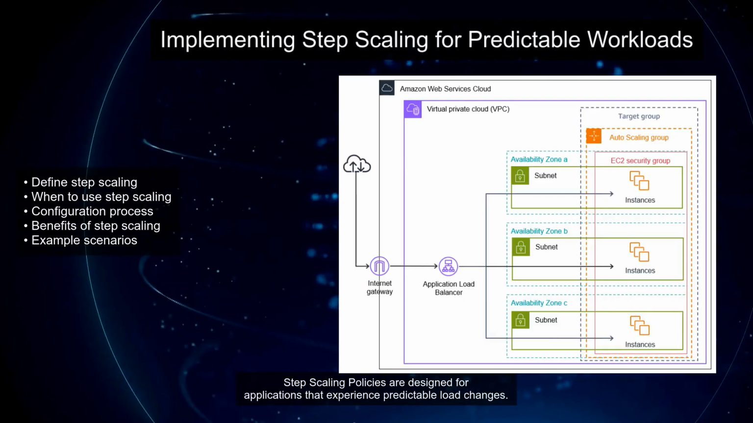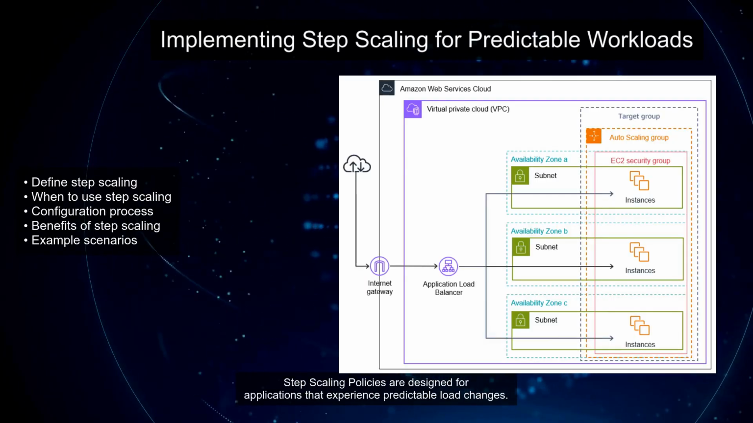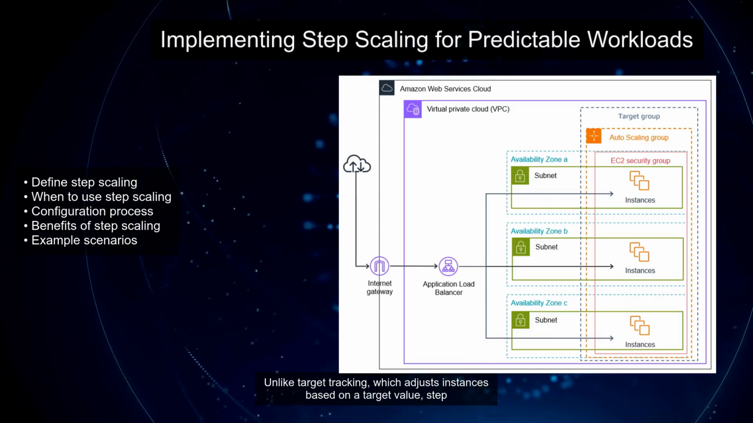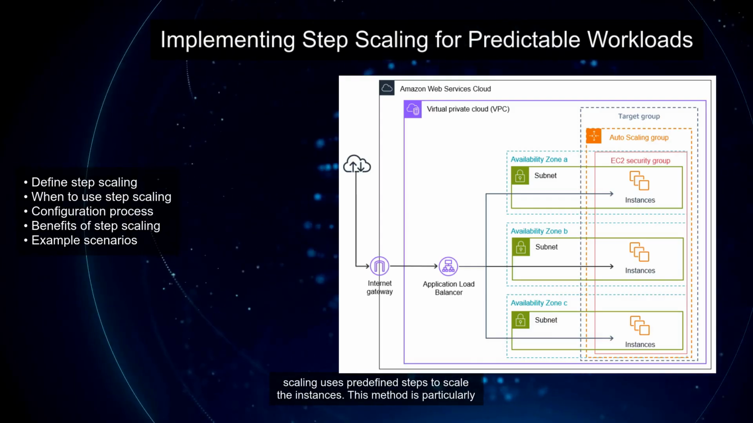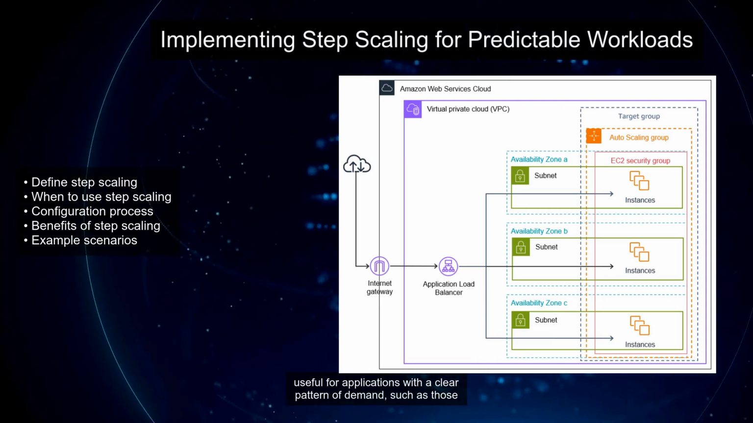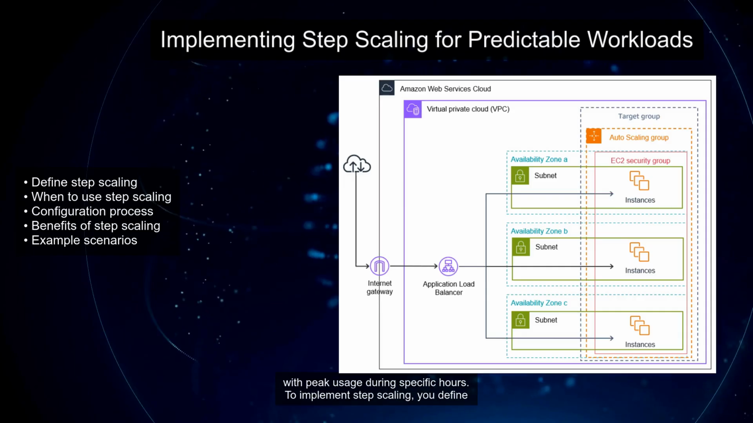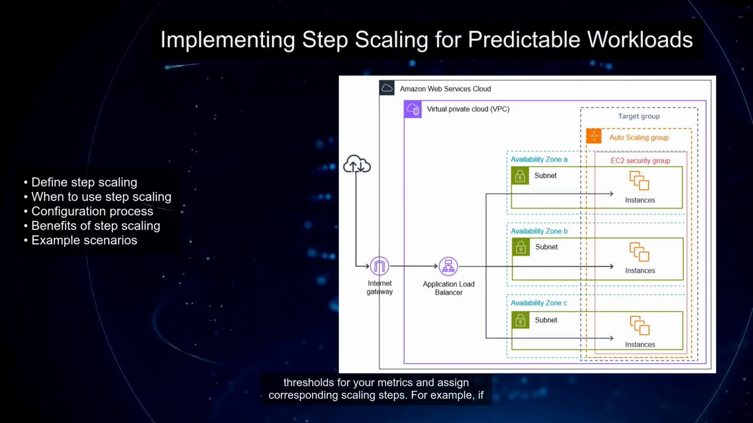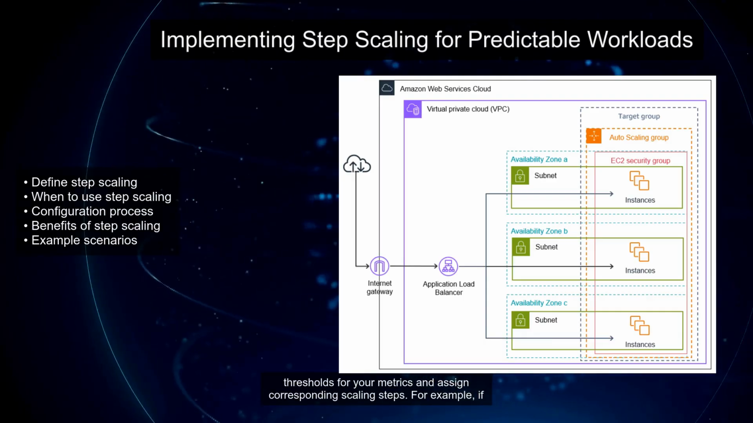Step scaling policies are designed for applications that experience predictable load changes. Unlike target tracking, which adjusts instances based on a target value, step scaling uses predefined steps to scale the instances. This method is particularly useful for applications with a clear pattern of demand, such as those with peak usage during specific hours.